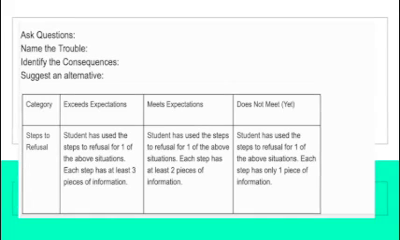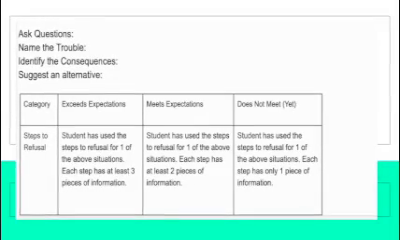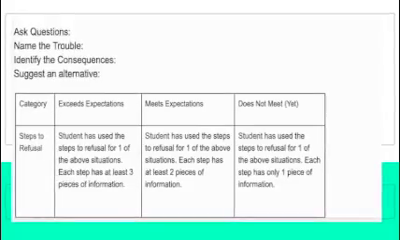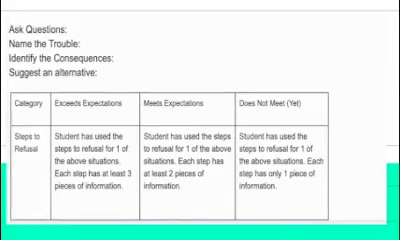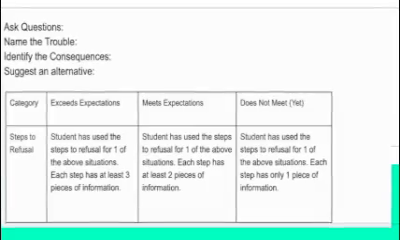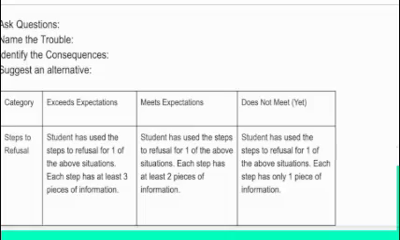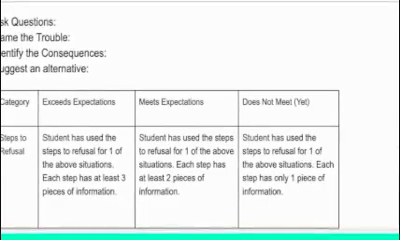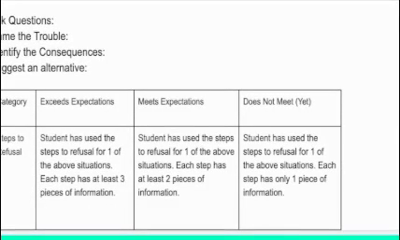Once you've picked your situation, you're then going to go through the pieces of this rubric. The first part is you're going to ask questions. The next refusal skill is to name the trouble. Then the next refusal skill is to identify the consequences. Then you're going to suggest an alternative. In order to get full credit, each step above has to have at least 3 pieces of information in it. So make sure you put a lot of detail in there.